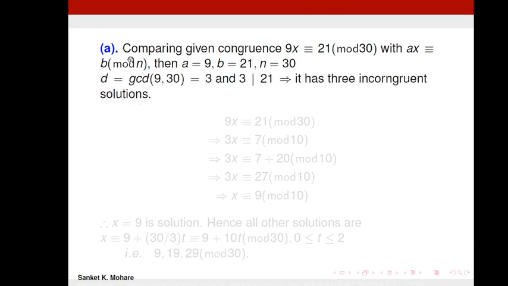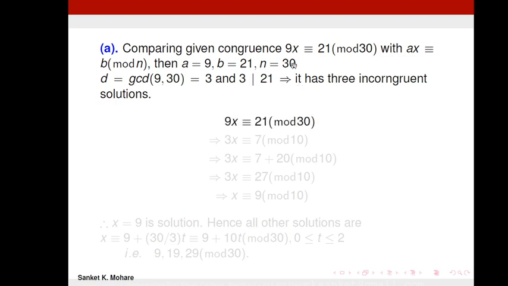Now take first example A. Given congruence is 9x congruent to 21 modulo 30. Comparing this congruence with ax congruent to b modulo n, we obtain value of a is 9, value of b is 21, and value of n is 30. Now d is equal to GCD of 9 comma 30. So GCD of 9 comma 30 is 3, and obviously 3 divides 21. Therefore this linear congruence has exactly 3 incongruent solutions.